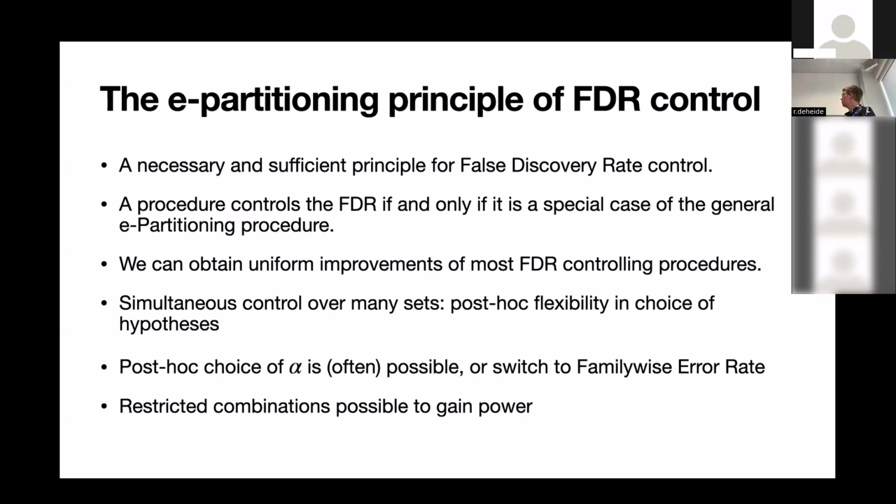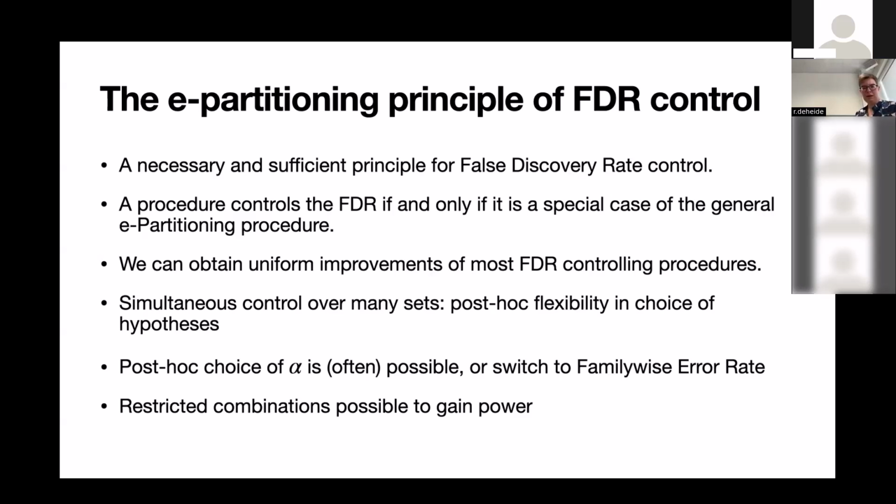And the nice thing about this e-partitioning principle is that with it we can get uniform improvements of most of the existing methods. We are still working on BH, Benjamini-Hochberg. It would be nice if we find a way to improve that. We can already match it. Jelle and Aldo have a paper where they show that BH is inadmissible, in that a uniform improvement is possible. It's called a tiny but uniform improvement. Yeah, we are still working on that.